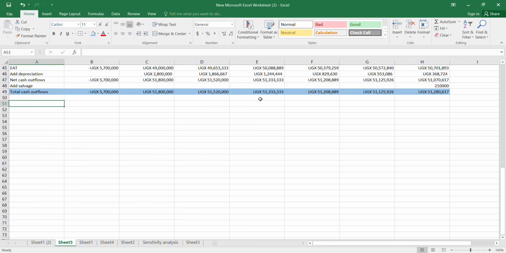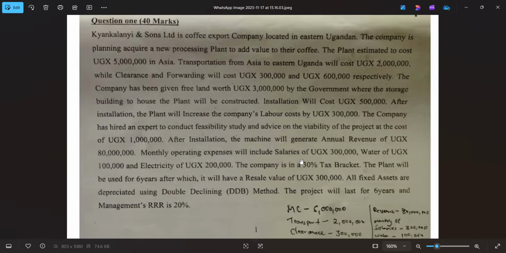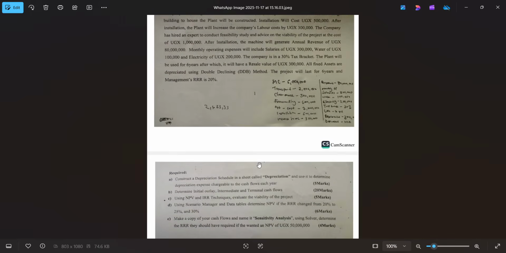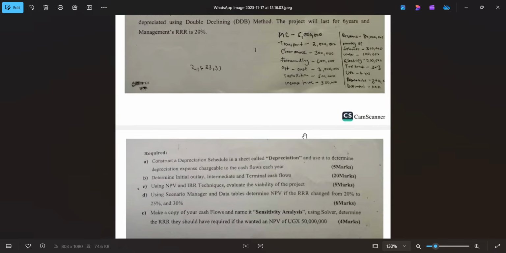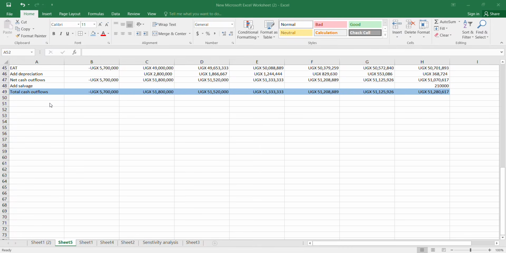Now we shall continue with the rest of the question. It says, using NPV and IRR techniques, evaluate the viability of the project. We shall have the tool, value, and decision, having NPV and IRR.